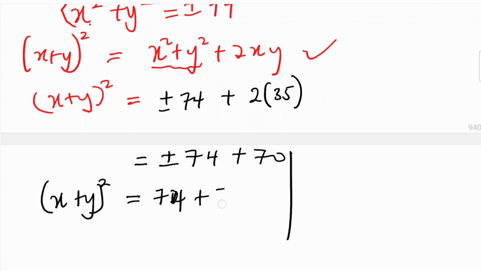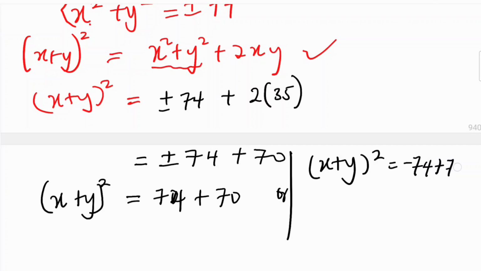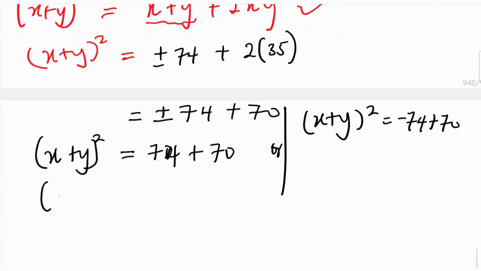Okay, that means (x plus y) all squared is equal to 74 plus 70, or we say that (x plus y) all squared is equal to minus 74 plus 70. For the positive solution, let's take it. We have it that (x plus y) all squared is equal to 144. 74 plus 70 is 144.